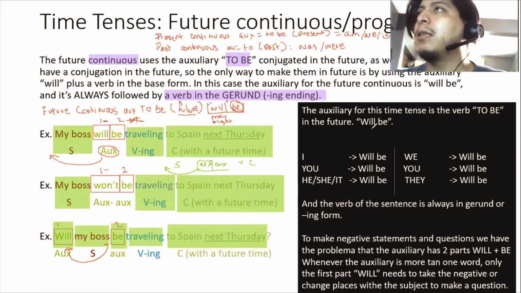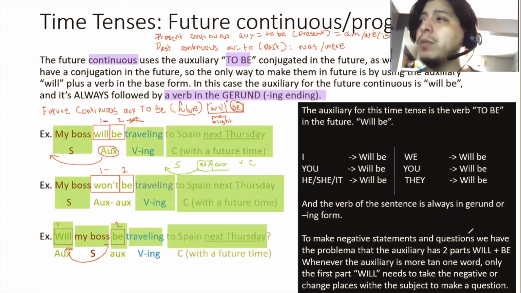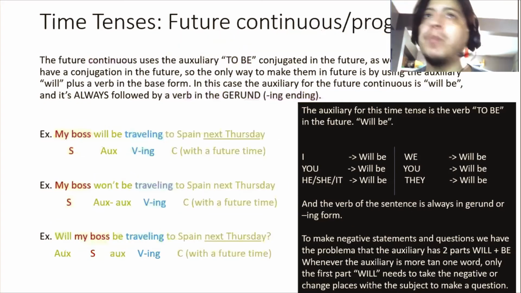Aquí en la parte negra dice, the auxiliary for this tense is the verb to be in the future, so it is will be. I will be, you will be, he, she, it will be, we will be, you will be, they will be. It's always will be, and the verb is always in gerund. To make negative statements and questions, we have the problem that the auxiliary has two parts, will plus be. Whenever the auxiliary is more than one word, only the first part, will in this case, needs to take the negative or change places with the subject to make a question. So this is pretty much what we have been speaking about, okay?